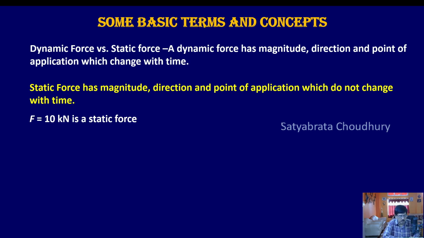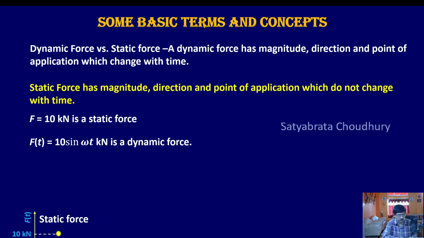Let us take an example. If I say F equal to 10 kN force, then F is a static force. But if I say F(t) equal to 10 sin ωt kilonewton, it is a dynamic force. As the time changes from 0 to any value, the F(t) also will be changing. That's why it is called dynamic force, that force which changes with time. The magnitude changes, the point of application also may change, and the direction also changes.